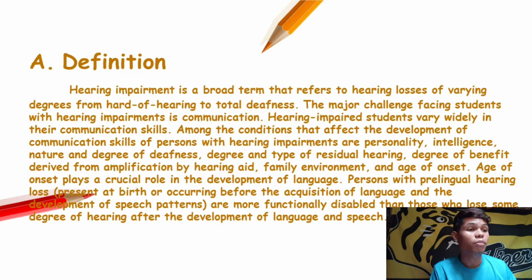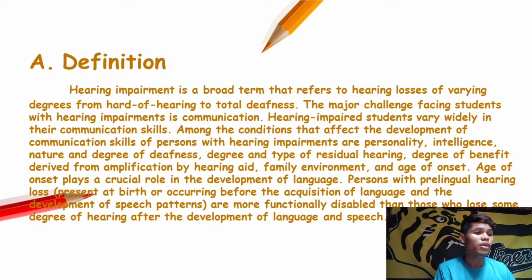Hearing impairment is a broad term that refers to hearing losses of varying degree, from hard of hearing to total deafness. The major challenge facing students with hearing impairments is communication. Hearing impaired students vary widely in their communication skills.